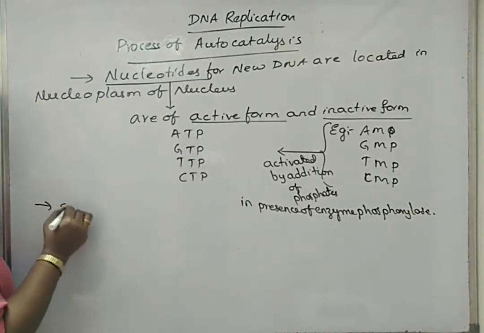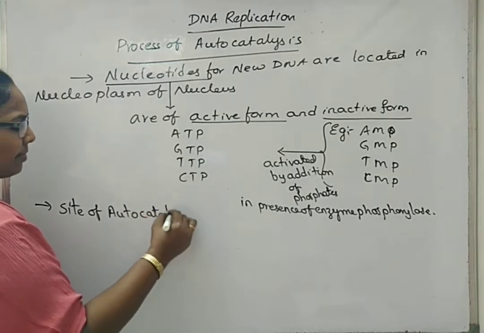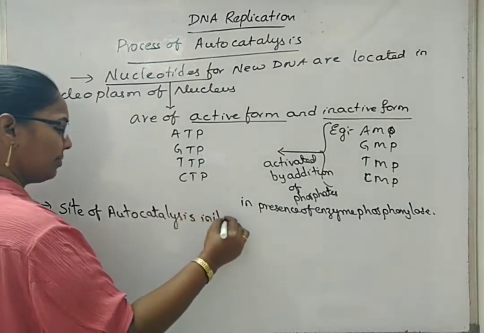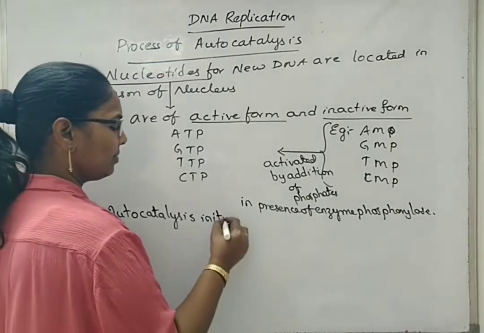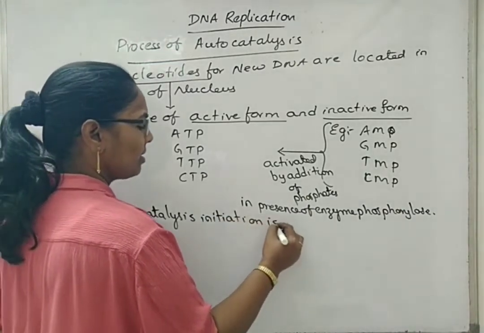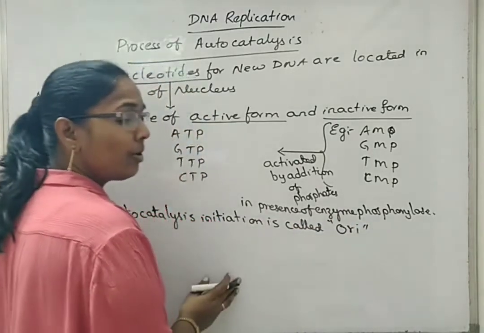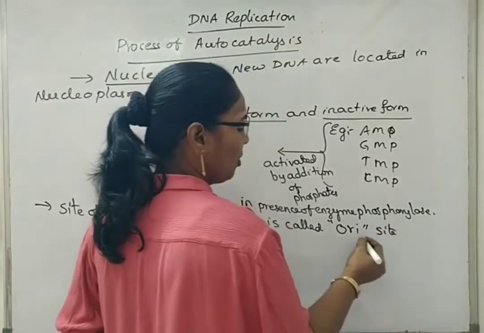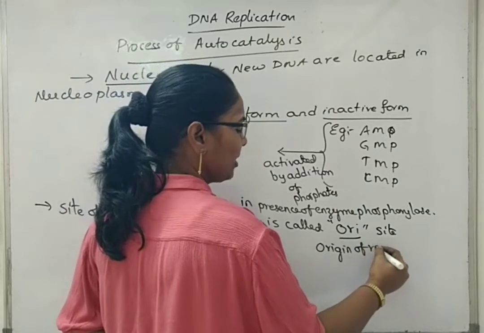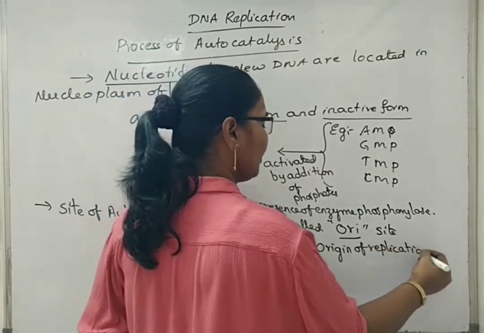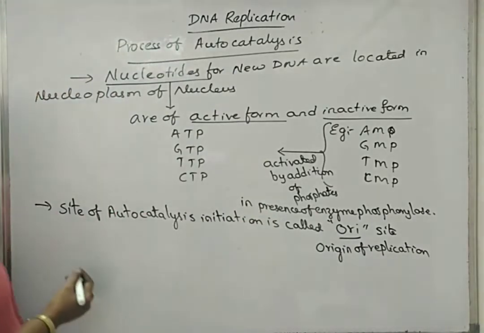Next, the site of autocatalysis initiation is called the ORI site, origin of replication. The full form of ORI site is origin of replication. We just give the short term with capital O, small r and capital I alphabets.